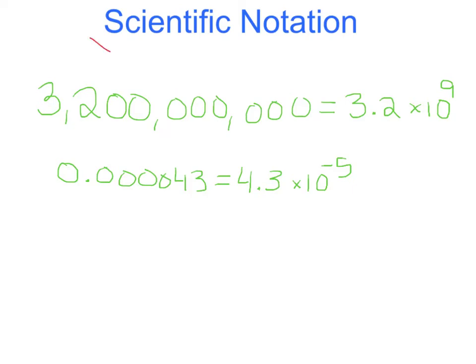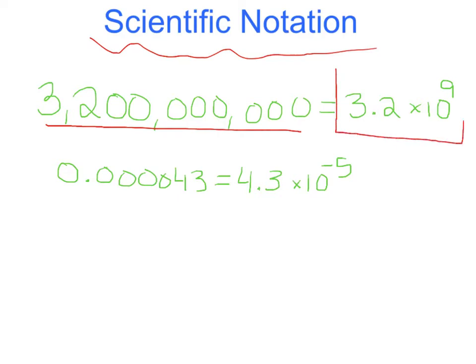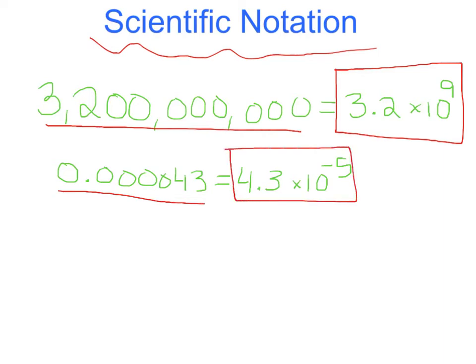Today's lesson is on scientific notation. Scientific notation is just a way that we can write very, very large numbers or very, very small numbers. So here we have a very large number, and then instead of writing that number that way with that many zeros, you can write it in scientific notation, which is the same representation, just a little bit different. And then here we have a very, very small number that we can write in scientific notation instead.